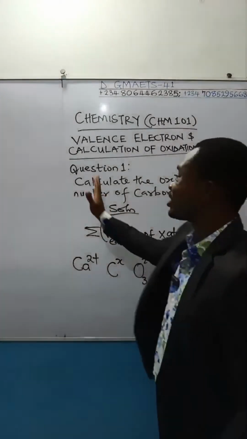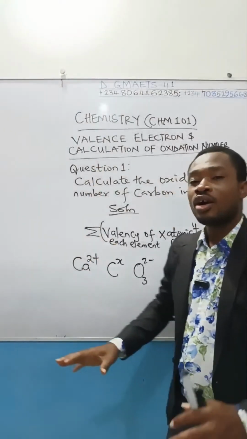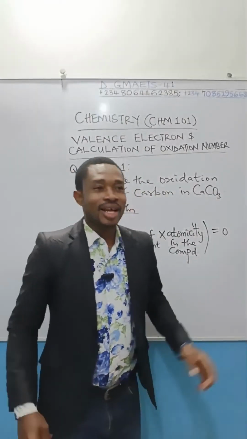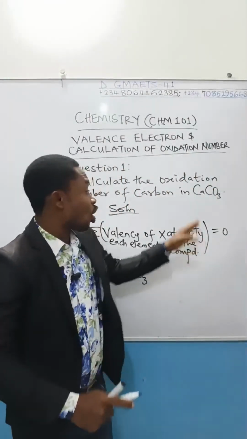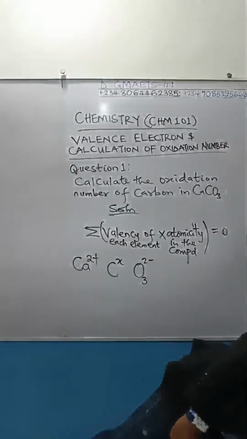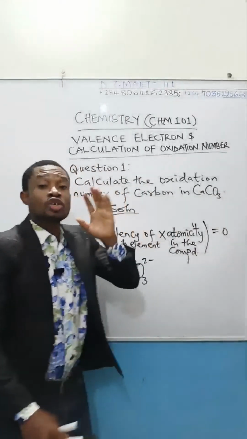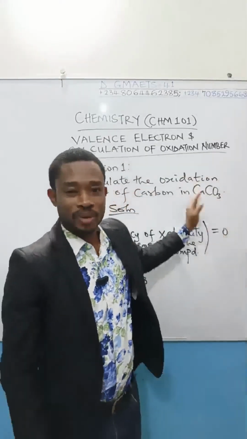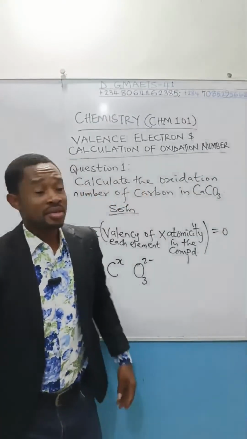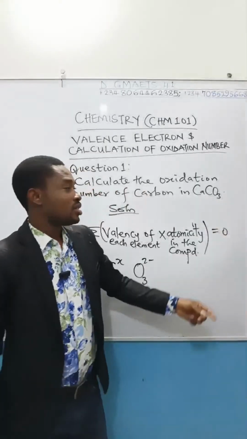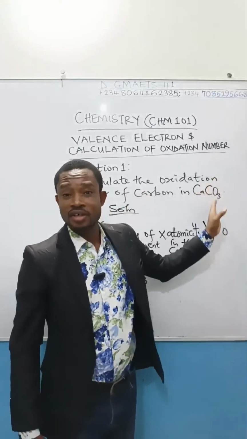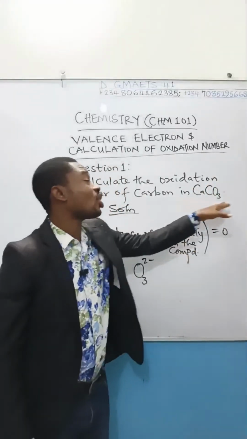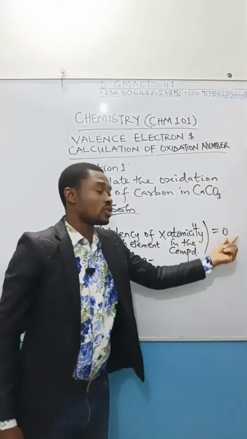So we are saying to determine the oxidation number of any element in a compound. First of all, remember that the oxidation number of a compound is equal to 0. This is a compound. How do we know that? There is nothing like plus or minus here, so it's a compound, not an ion. The oxidation number of the compound as a whole is equal to 0.